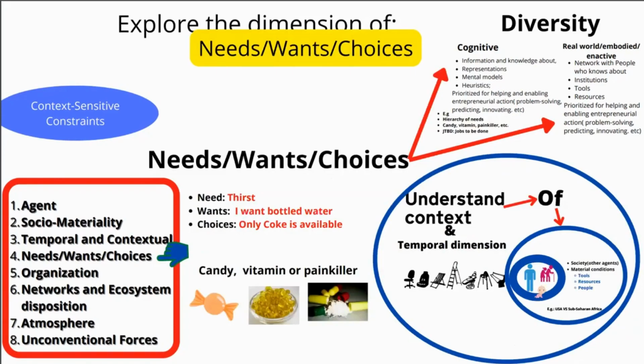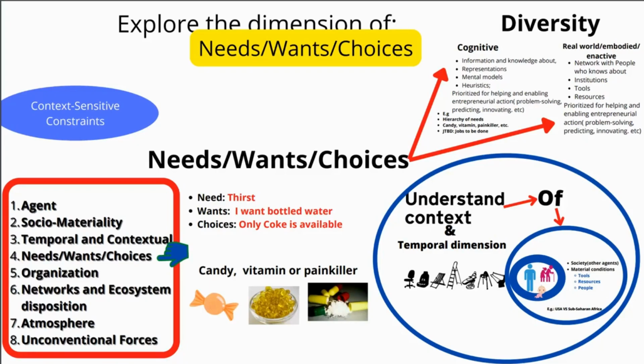The fourth default exploratory dimension is the real needs, wants, and choices. Human needs are commonly used to refer to drivers of people's actions, the motives behind human behavior. Such needs arise out of specific contexts. Here, the entrepreneur is expected to pick up the nature of the needs, wants, and choices available to the end user, both from a cognitive and an embodied real-world action possibilities perspective.